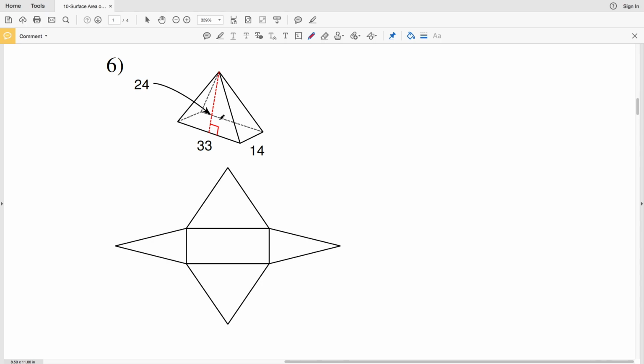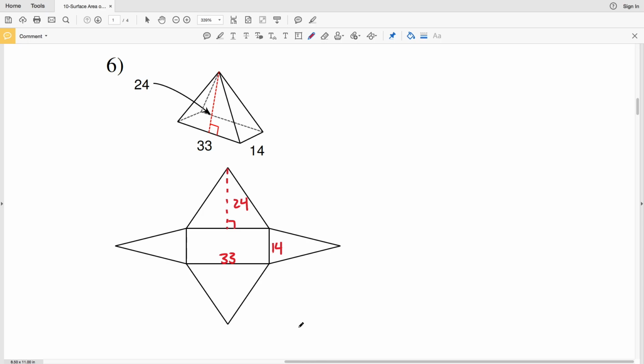Number 6, let's start with the slant length. That is given to us as 24. So drawing a line perpendicular to the edge of a base to that vertex, which would be the apex of the pyramid if it was folded back up, that is 24. Next, we'll do the length and width of the rectangular base. The length is 33, and the width is 14. And that is our labeled net in number 6.